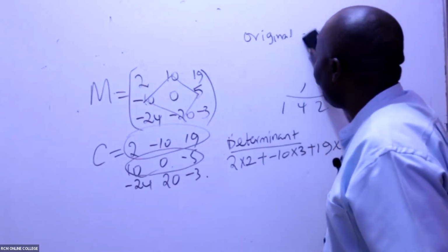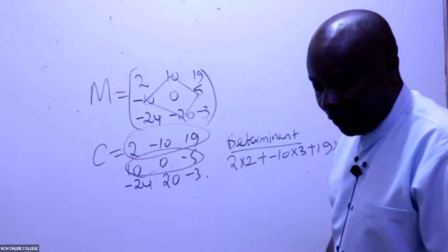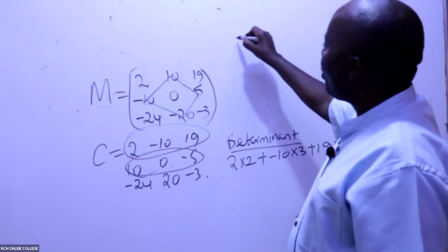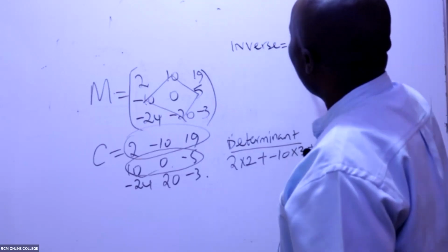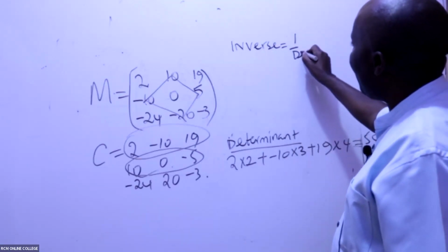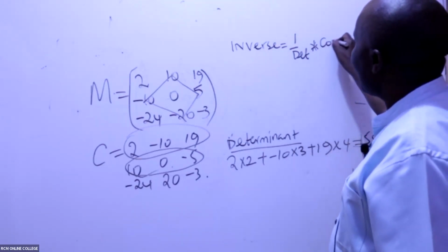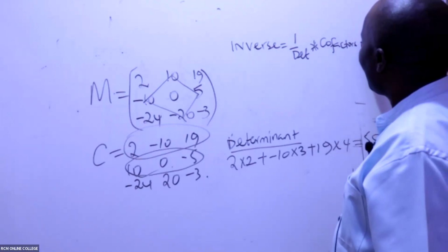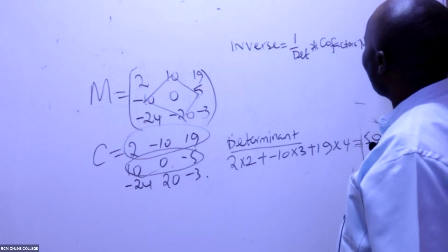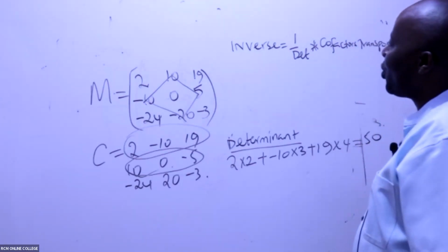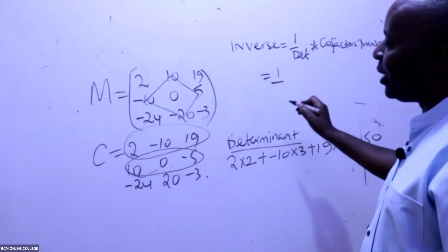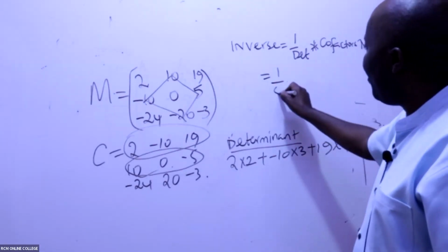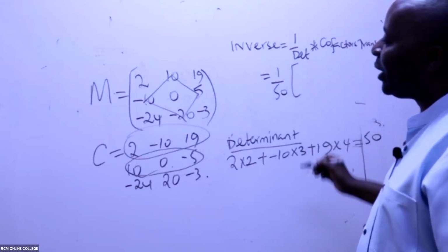How do we get the inverse? To get the inverse, normally what you do, you take 1 over the determinant times cofactors transposed. So then this one here will be 1 over the determinant. The determinant, you've given me 50, times cofactors transposed.